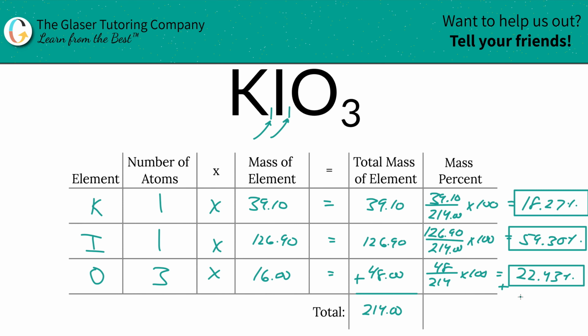You can always check yourself by adding these together, and it should be 100%. If you add the exact percentages together, it should be 100. If you add these rounded, it might come out to be off by like a hundredth, but honestly, it's all good. All right. So this is what I want you to get on your next test.